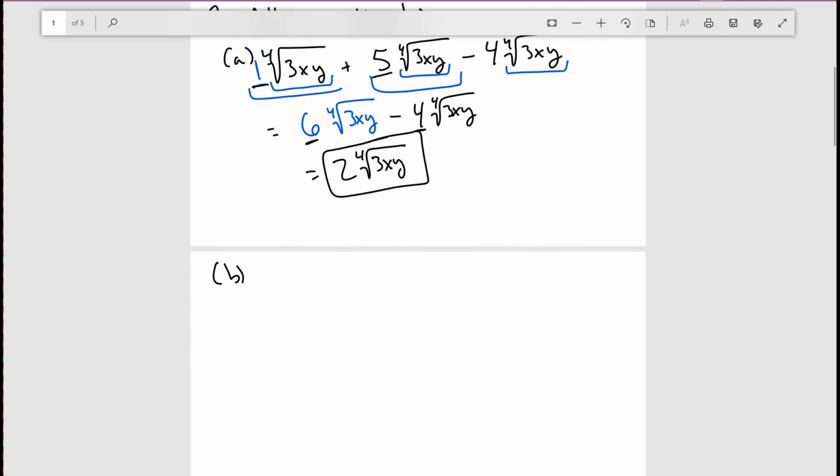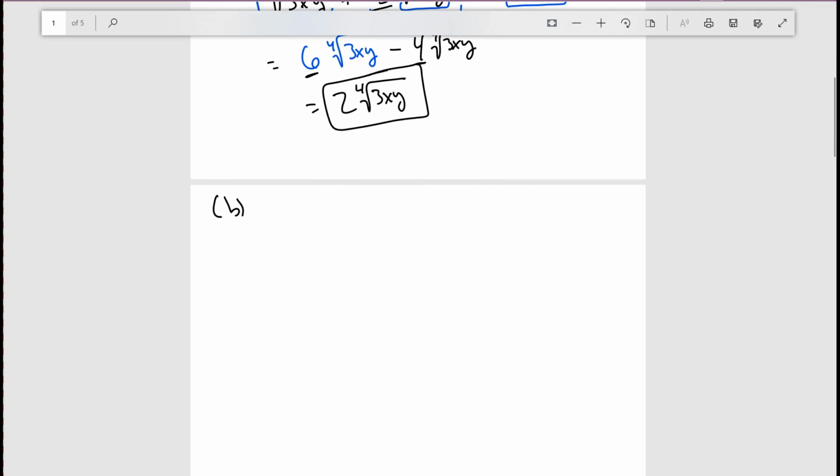Okay, all right, so let's try this one out. Let's try 3 square root of 5 minus 4 square root of 5 plus 2 square root of 5 minus 7 square root of 6. So why don't you try this one out and see what you can do, okay? And if you don't know, then I can just go ahead and do it for you.